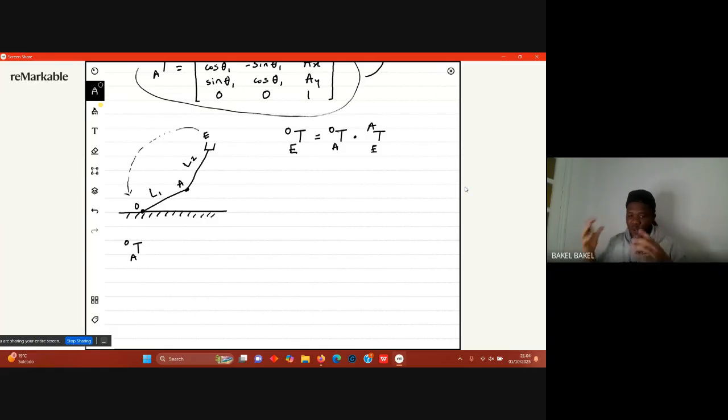The way I visualize it in my head, we move from E to A, and we're at A. A here is the same thing as A here, and then we're now moving from A to O, totaling the motion from E to O. So O E equals T A dot A E.